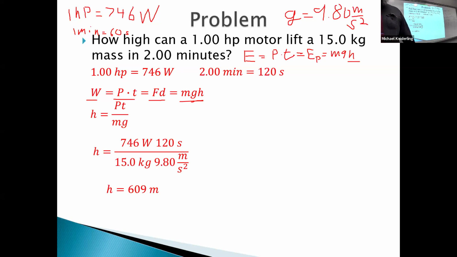So 1 horsepower is a lot of power, actually. I should probably rewrite this question to be 150 kilograms. If you calculate the work first, it's 89,520 joules over 147 meters.